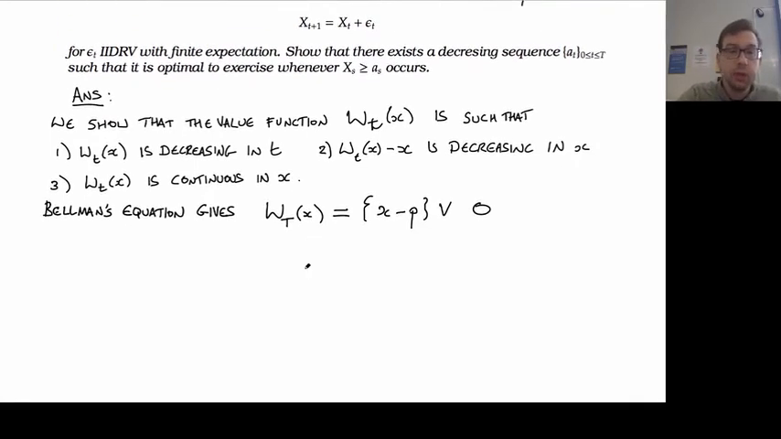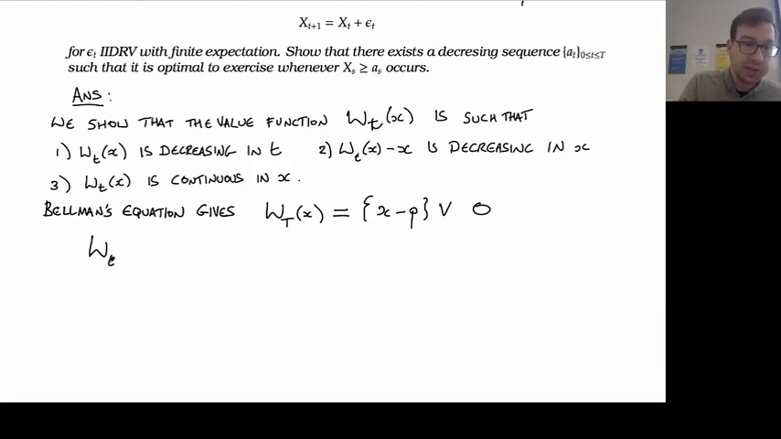Now, what Bellman's equation does for us is it gives us a way of linking the properties of the function at time capital T to capital T minus 1 and so forth, backwards. So you can quickly check that this function is decreasing in x, that W_T(x) minus x is decreasing in x, and you can also check that it's continuous in x. So we're hoping that that property is preserved as we use Bellman's equation to relate the problem at time capital T to the problem at capital T minus 1, and so forth.